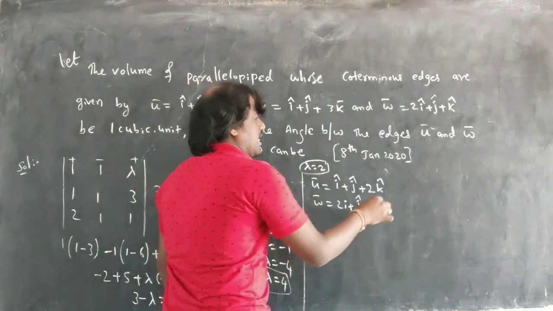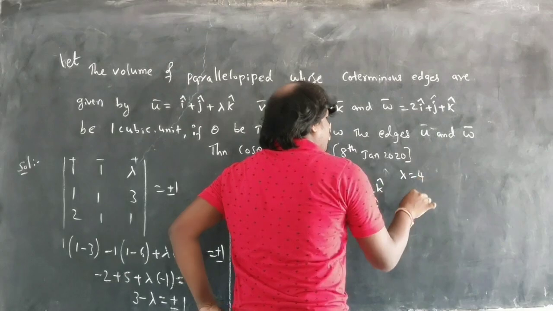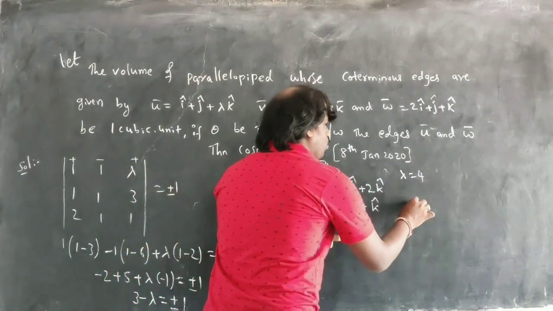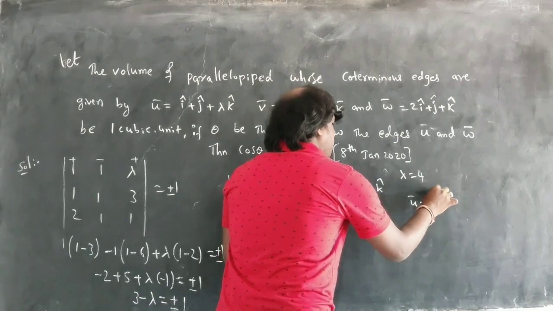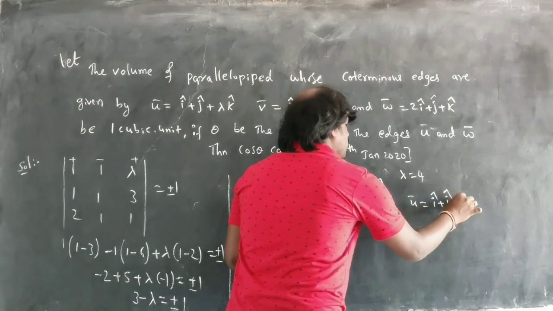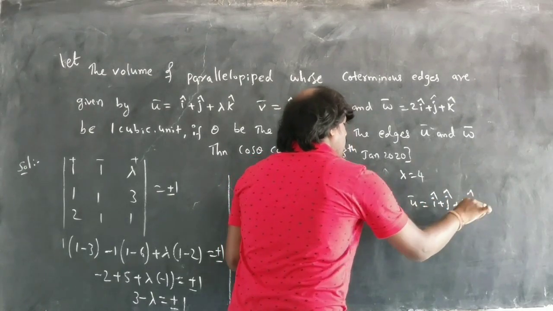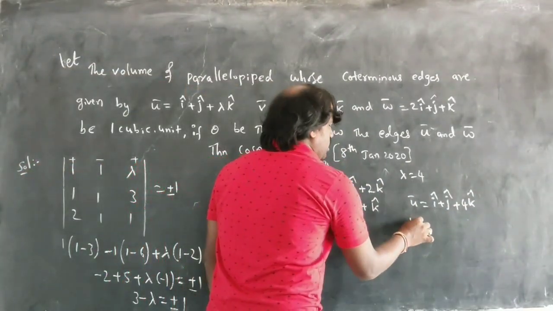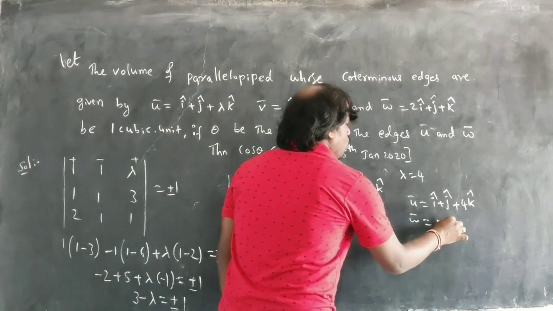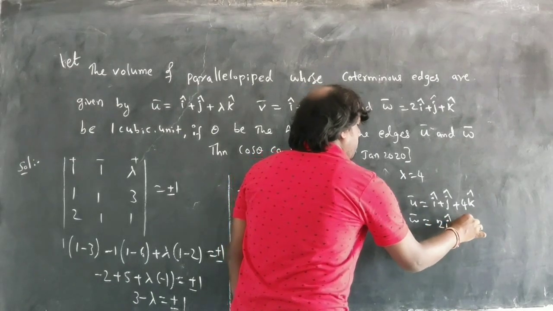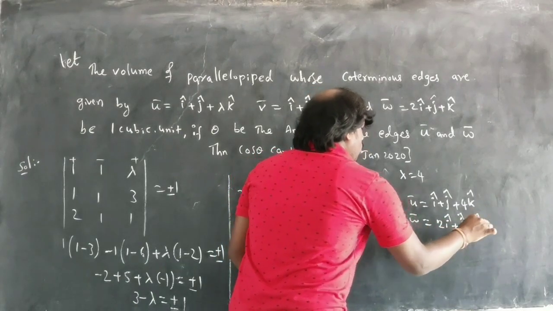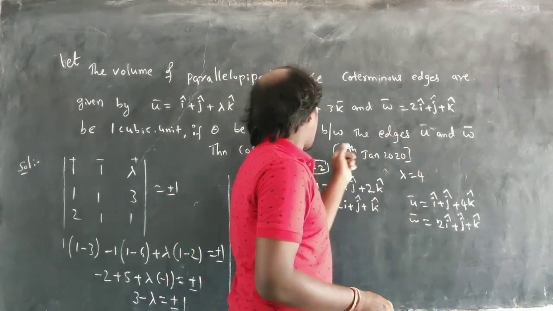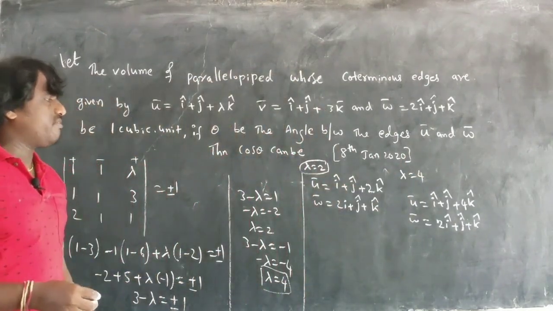If I take lambda is equal to 4, then this u vector becomes i plus j plus 4k, because in place of lambda I will get 4, and w is not going to change, w is equal to 2i plus j plus k. So you have u and w, now you have to find the angle between them.